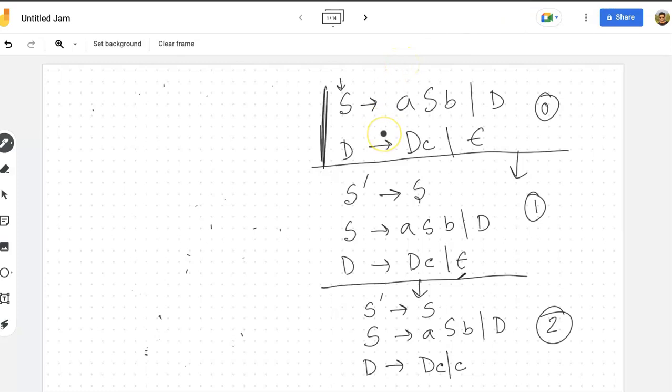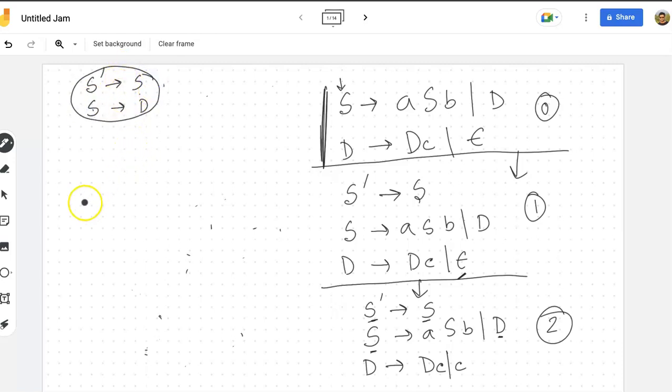Okay, now we are in step 3. We will remove the unit production. So how will you remove the unit production? How many unit productions are there? S to D is there, and this S to S. So there are two unit productions: one is S to S, and one is S to D. So we need to take care of this thing.